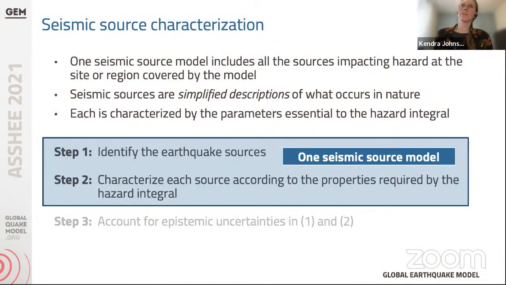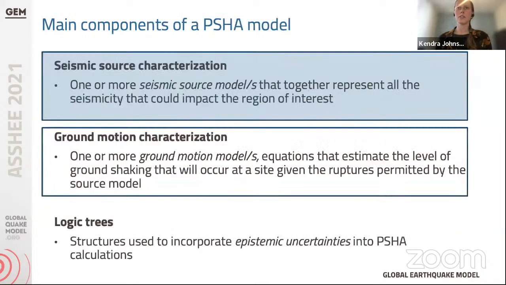So we've completed the seismic source characterization. We now know how to build one seismic source model. And so now let's take a look at the ground motion characterization. A ground motion characterization is one or more ground motion models that are used to estimate the ground shaking that will occur when the ruptures of the seismic source characterization occur.